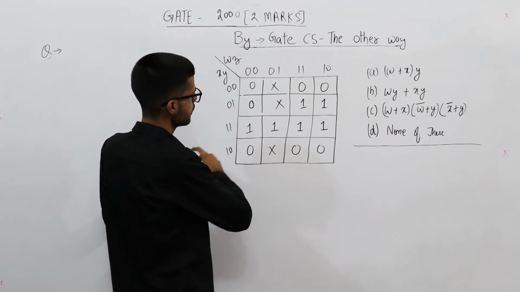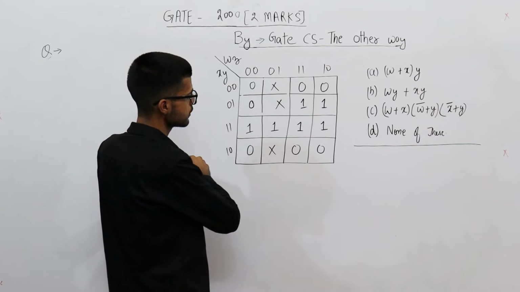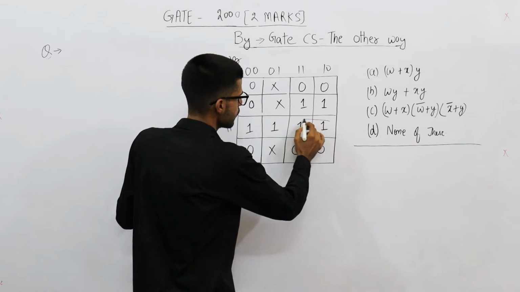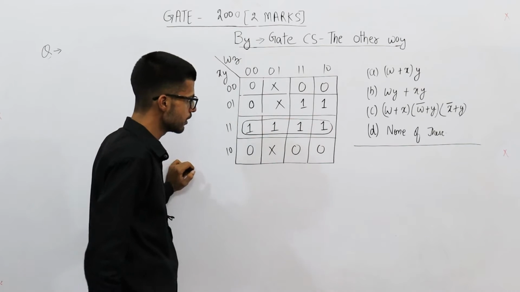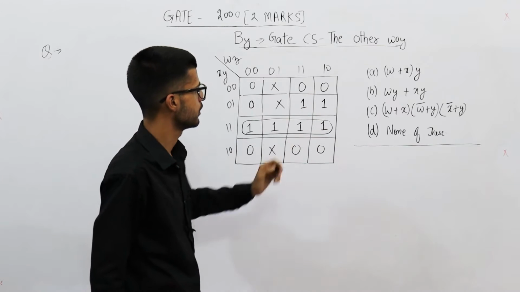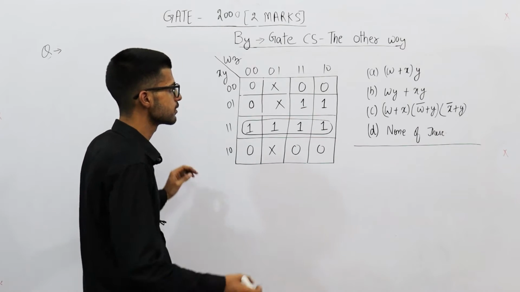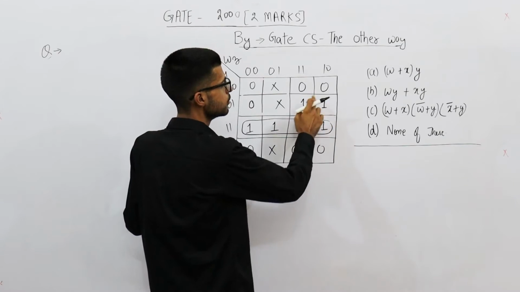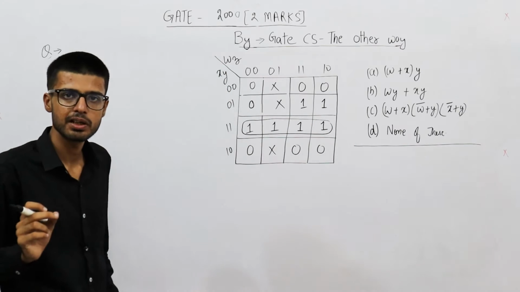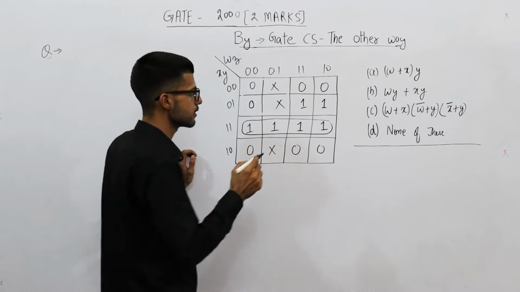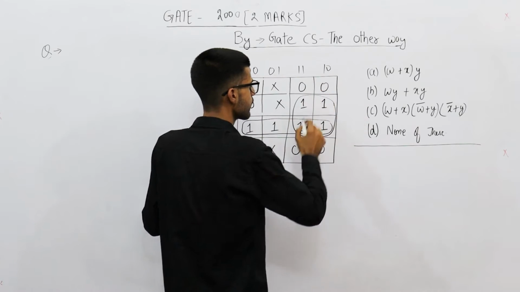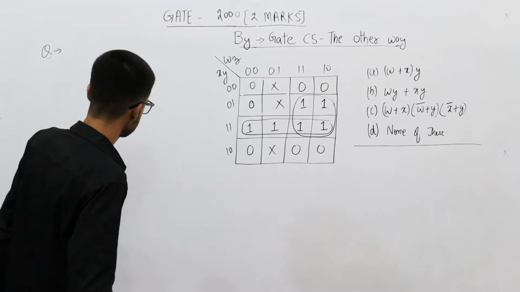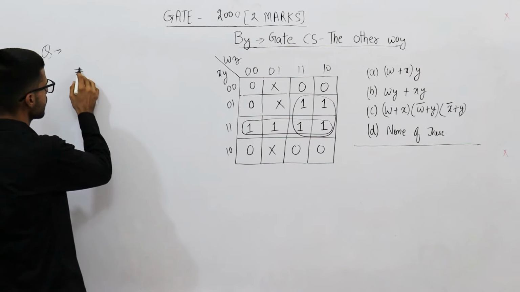So let us start from here. To include this one, you can see we can form a group of 4. Now let's try to include both of these. First option is you can make a group of 2, but we always prefer the biggest possible group. That is the reason we'll go for a group of 4 like this. Okay. So let us see what's the expression that we're going to get.